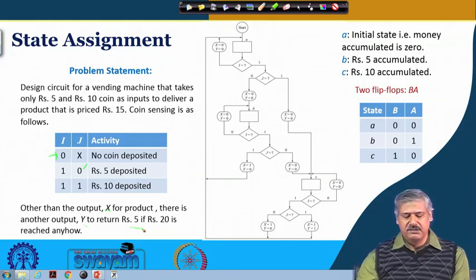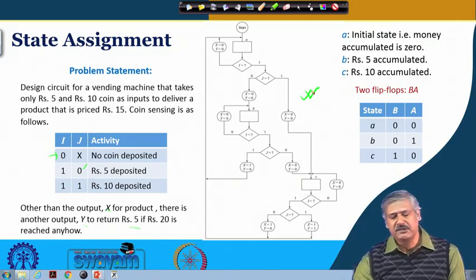So this is the problem statement with which we worked, and we arrived at this state transition diagram, okay. We did a part by part analysis of every state, and this was the state transition diagram, okay. So up to this we had done in the previous class, right.